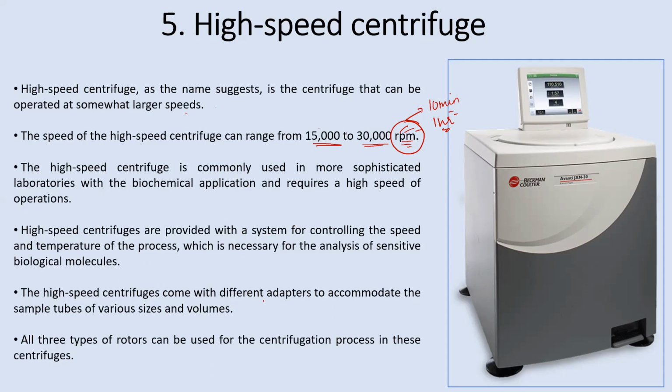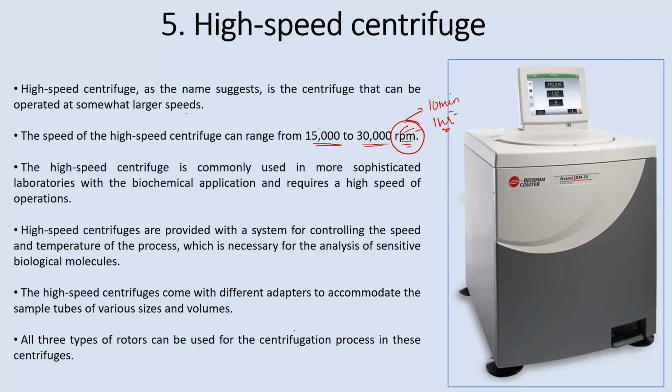The high-speed centrifuges come with different adapters to accommodate the sample tubes of various sizes and volumes. So you will have different types of rotors, and different types of rotors can hold different capacities of liquids. If you have a big rotor, you can use one container or one bottle of centrifuge, and you can pour 1 liter of your medium in that one big bottle. But if you have only 25 ml or 30 ml, then you'll have to change the rotor, so you will be using it for smaller volumes.